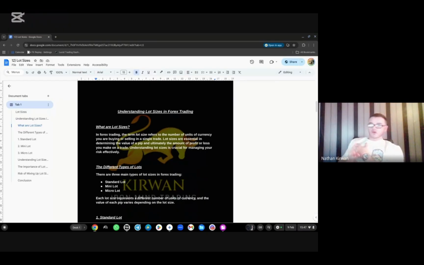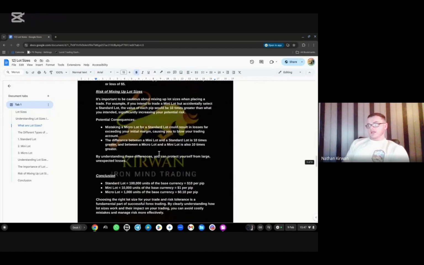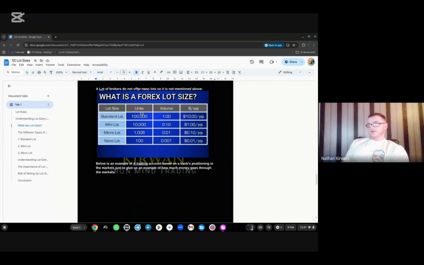So pretty much across the board, it doesn't go for everything, but across the board, you have three different types of lot sizes. You have a standard lot size, a mini lot size, and a micro lot size. I'll show you a chart in a minute to give you a visual. Your standard is $10 per pip movement.